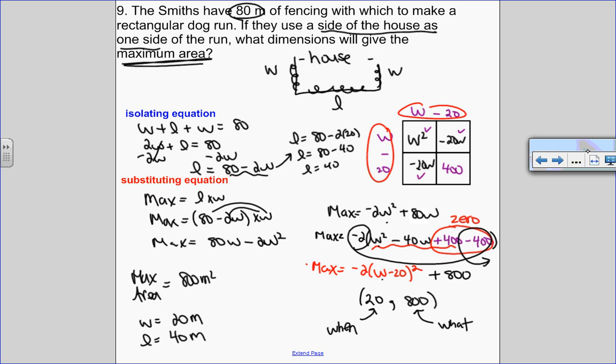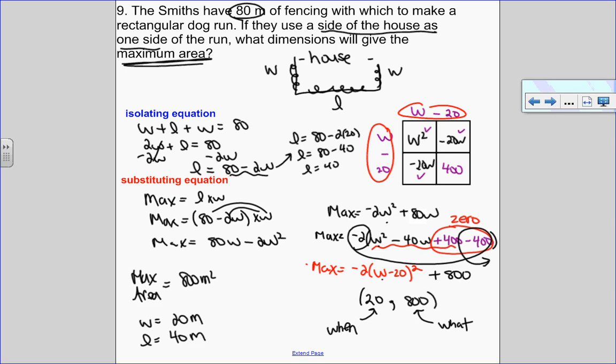Now let's look at that question all together and see if we answered it. It said, what dimensions will give the maximum area? So these are the dimensions that will give this maximum area.